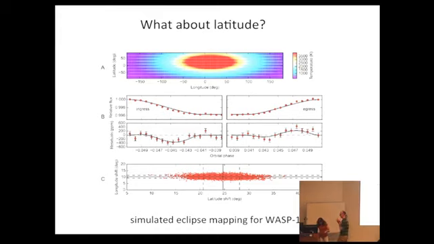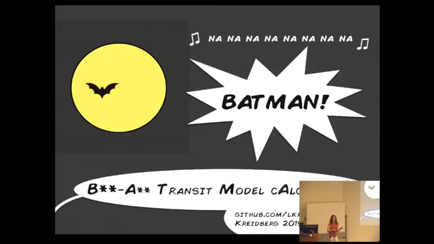It's in Python with C extension modules, and it's parallelized with OpenMP, so it runs really fast. So if ever in the future you or your friends or your grandmother need to model a transit light curve, check out this package.